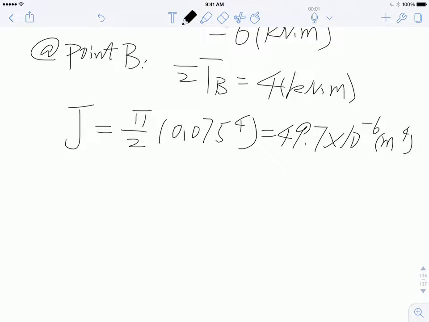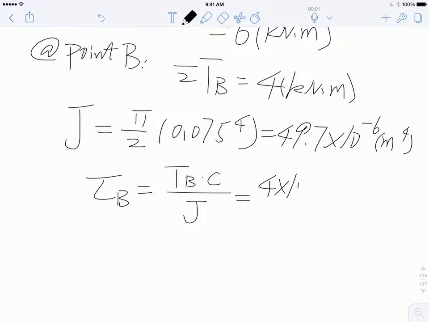Use the equation, right? So tau B equals T_B times the distance, which let's just say is c, because it's a radius. We can use c or r for radius, divided by J. Okay, so therefore, plug it in.